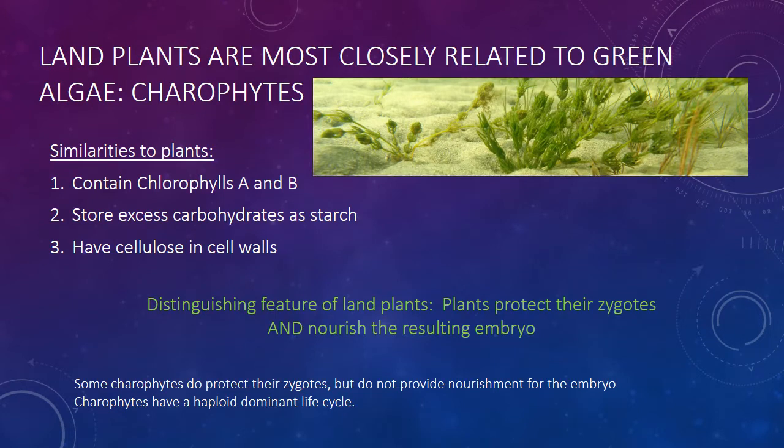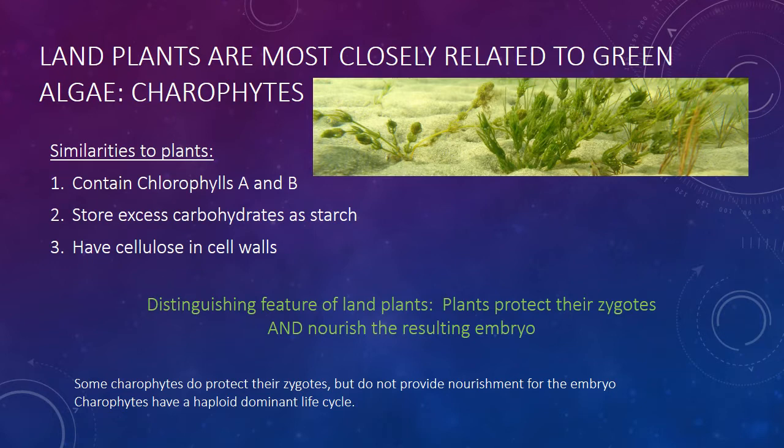So when we look at the phylogeny of plants, they are most closely related to the green algae group called the charophytes. And you can go back to our protists and take a look at that if you'd like to. But here's what's similar to them. Charophytes, as well as land plants, both contain chlorophyll A and B. They store their excess carbohydrates as starch, and they have cellulose in their cell walls.